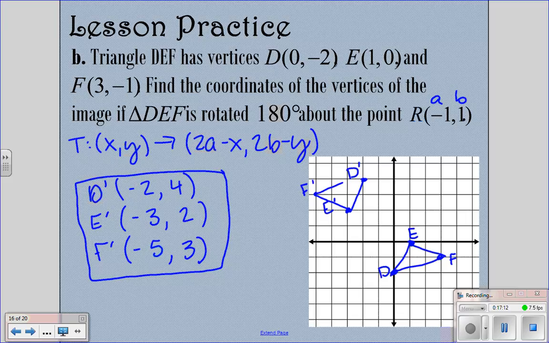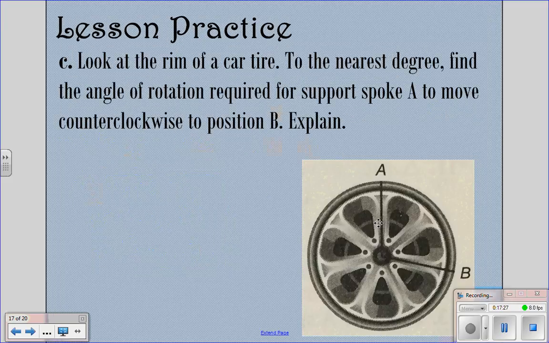Now, if you look at it, it may not look right, but you've got to remember that our point of rotation was (-1, 1). And so now, if you look at it, hopefully it does look like it got rotated correctly.